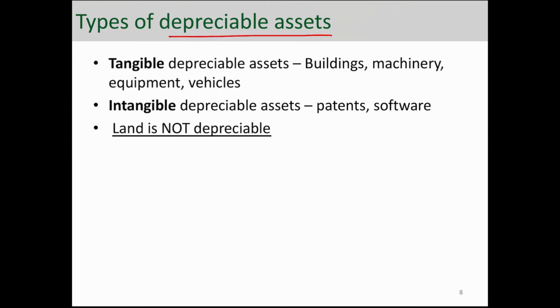Types of depreciable assets. What type of assets you can claim for their depreciation? Some of them are tangible, such as buildings, machinery, equipment, vehicles. Those are very tangible. But there are some intangible and depreciable assets, such as patents, software. A very important point here is that land is not depreciable. So if you are opening up a business and you're purchasing a piece of land, that land and the money that you paid for the land cannot be used for depreciation purposes.